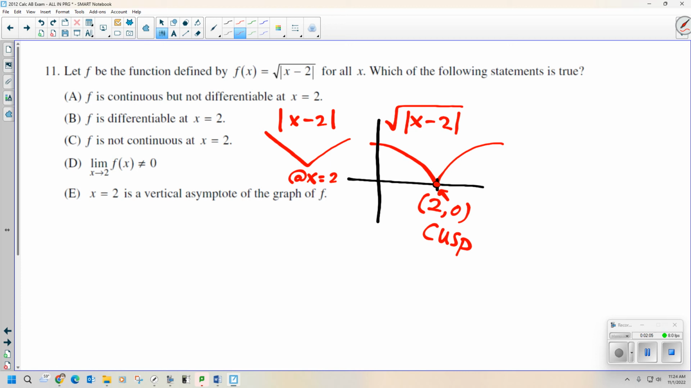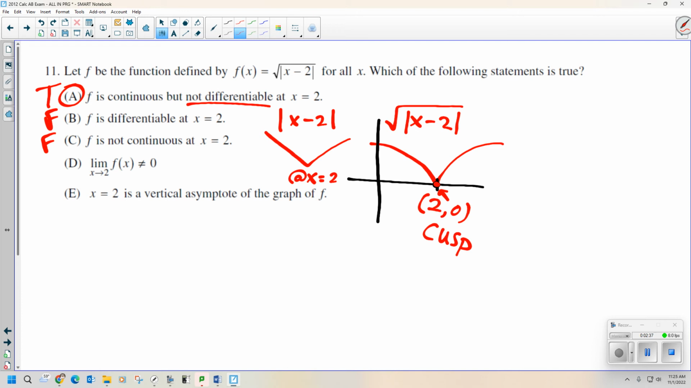So if I look at choice A, which of the following statements is true? Four of them are false, one is true. A says f is continuous but not differentiable. That is 100% true right there. A cusp is continuous but not differentiable. B says f is differentiable at 2. That's false. It's a cusp. C says f is not continuous. That's false. A cusp is continuous. You just can't take the derivative.